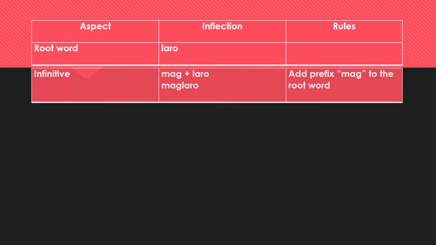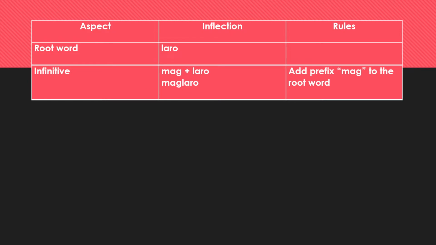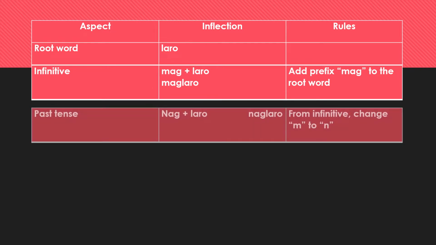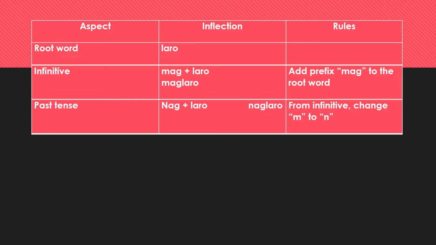Now for the infinitive, we're going to use the mag. So the rule is, you have to add mag to the root word. It's a prefix, because it is attached at the beginning of the root word. So it becomes maglaro. Next, the past tense. The rule is, from the infinitive mag, you have to change M to letter N, and so it becomes nag. Nag plus the root word laro becomes naglaro.